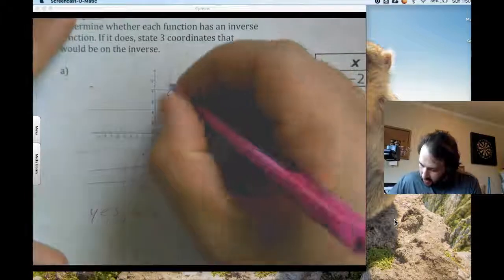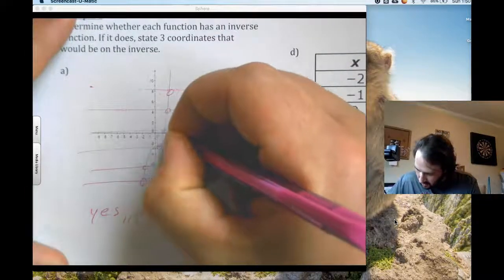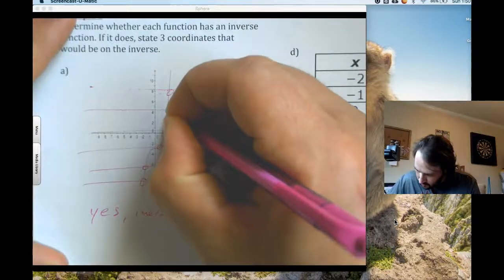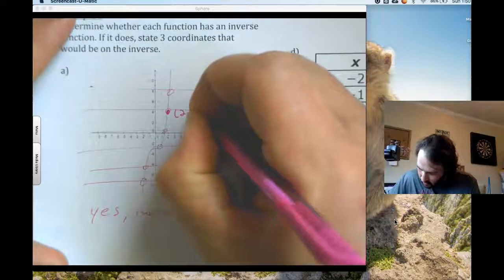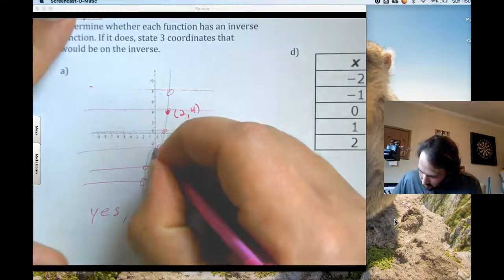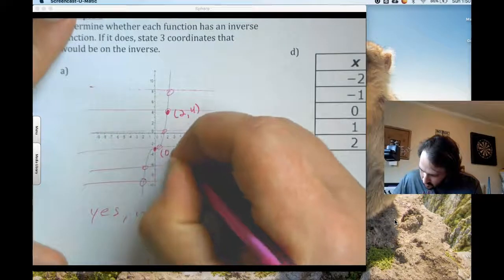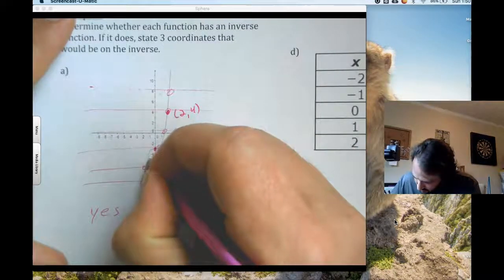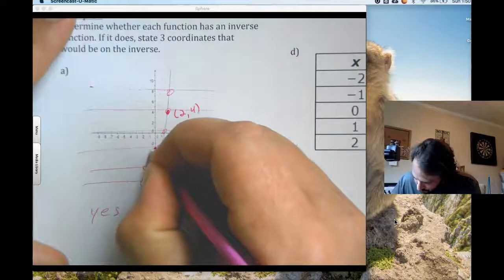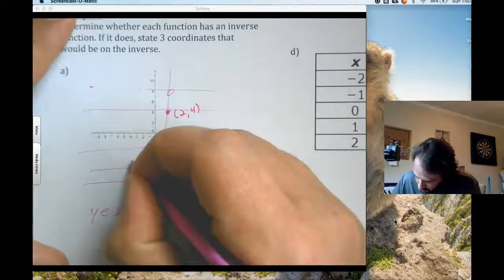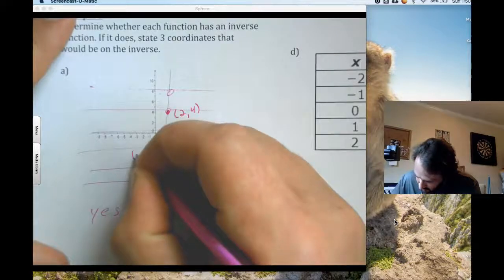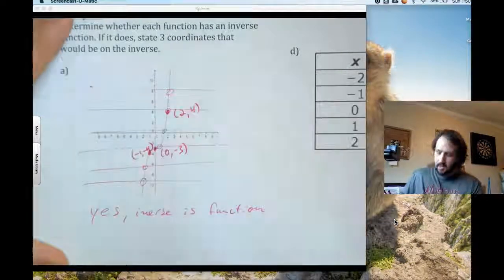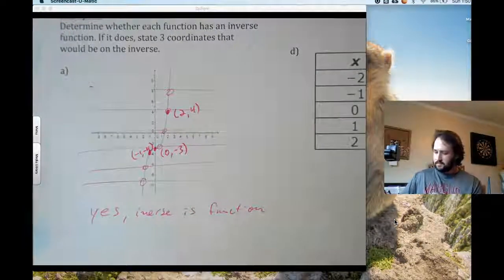So looking at the original function, it looks like we have the point like 2, 4. So 2, 4, that's on the original. We also have 0, -3. We also have, it looks like, about -1, -4. It'll be much easier to see on Apex.